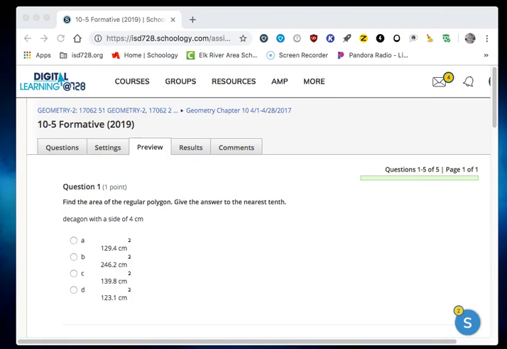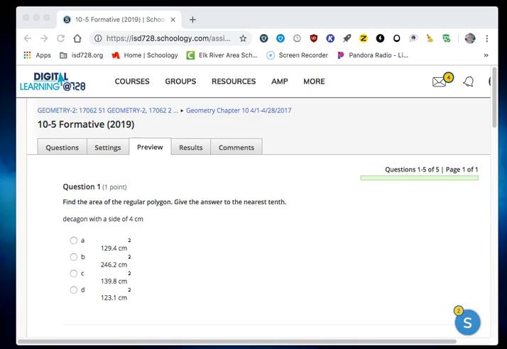Okay, this is Formative 10.5 review, talking about the problems, how to go about it. Remember, if you got this first problem right, you can kind of go forward to the second problem and so on. Just review the ones you need help with. Okay, find the area of a regular polygon.